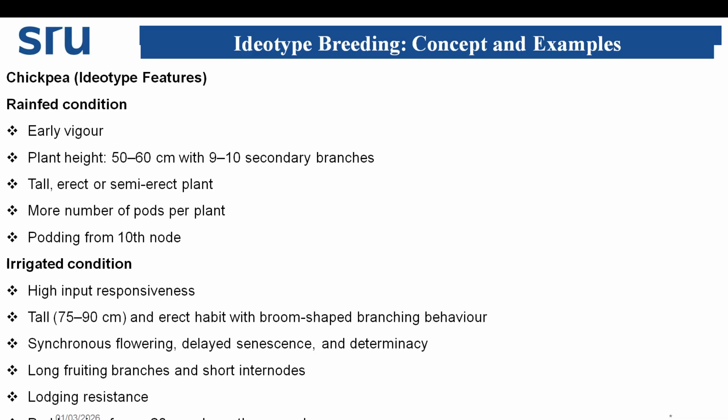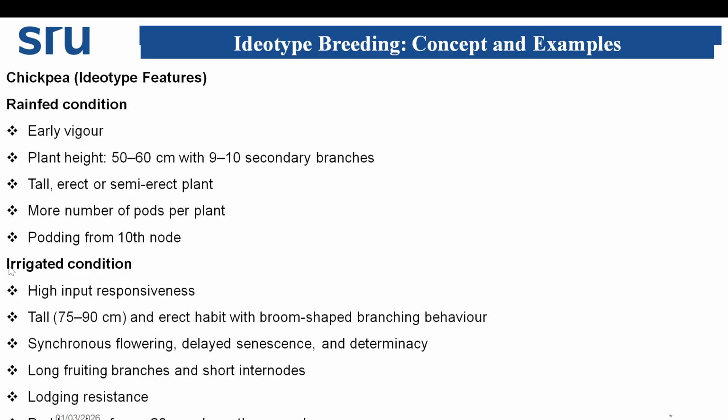So we will see some specific examples also for pulses. First it is chickpea. Chickpea, both conditions we will see, that is rain-fed and irrigated. So first we will see rain-fed. First important trait, that is early vigor. Plant height should be 50 to 60 centimeter with 9 to 10 secondary branches. Plant type should be tall, erect or semi-erect. More number of pods per plant and podding from 10th node.